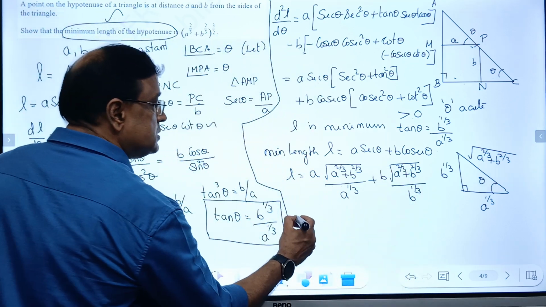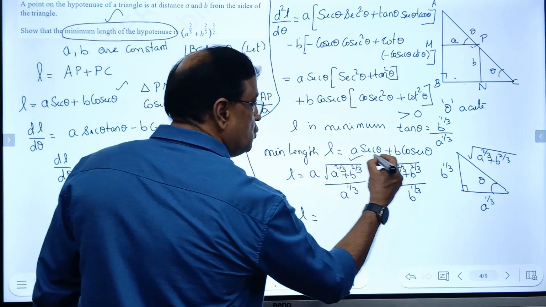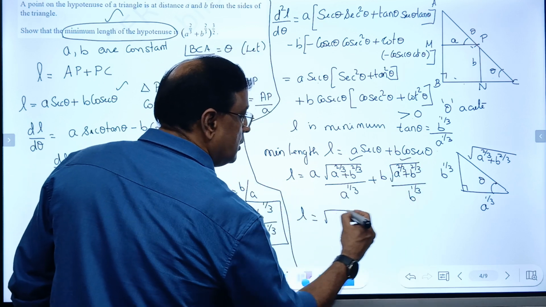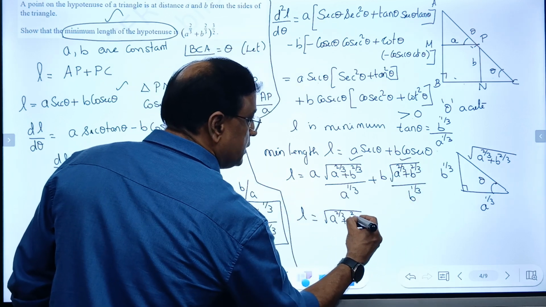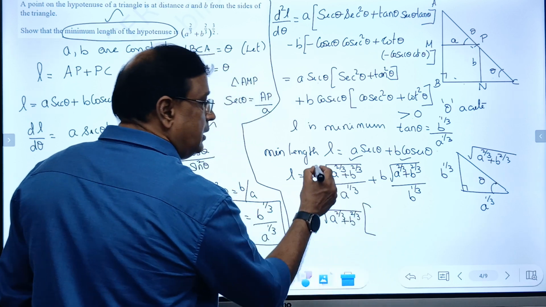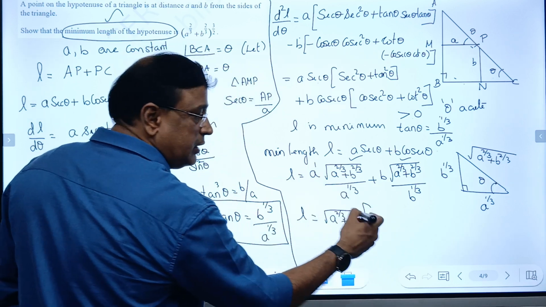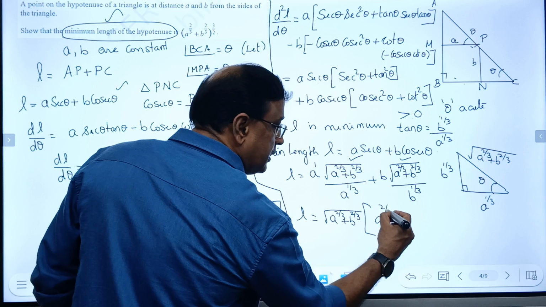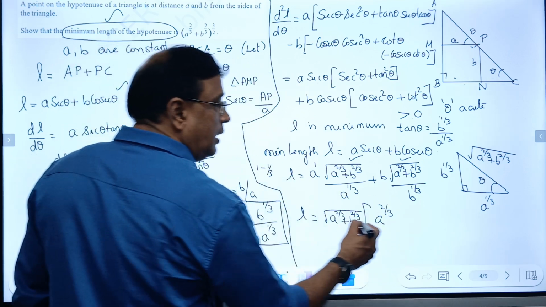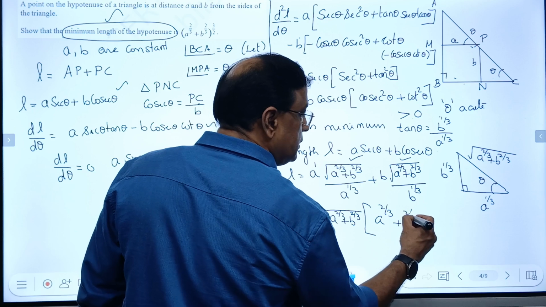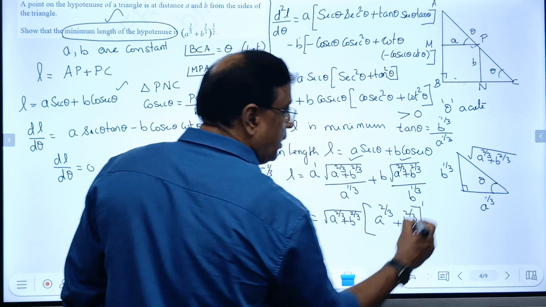Correct? Now this is L equal to, these two are common, so I will take it out. Root of A power 2 by 3 plus B power 2 by 3. So what do you get inside? A by A power 1 by 3 is A power 2 by 3, correct? 1 minus 1 by 3, that is 2 by 3. And this is B power 2 by 3. This is to the power 1, okay?